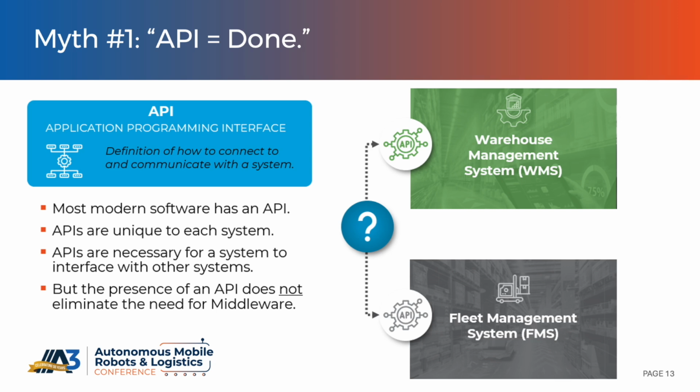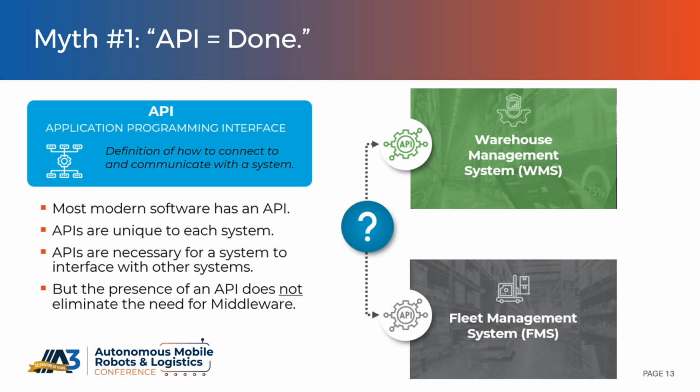And very simply, when we talk about API here, application programming interface. Most modern software has an API, and it's just a definition or a specification that dictates how you're going to interface to those systems and how you're going to get information into and out of those systems. And most APIs, they're unique to whatever system you're talking about, but they're required. They're required to be able to communicate to those systems. But the presence of an API does not mean that you're done.